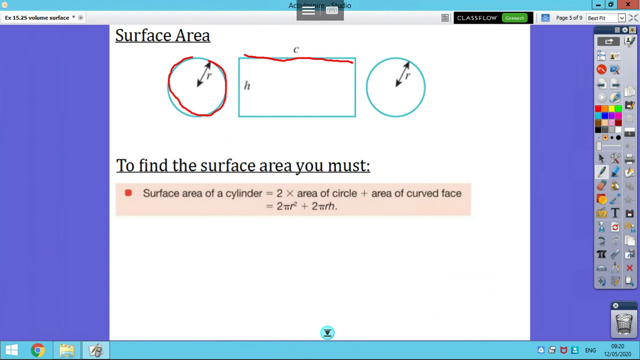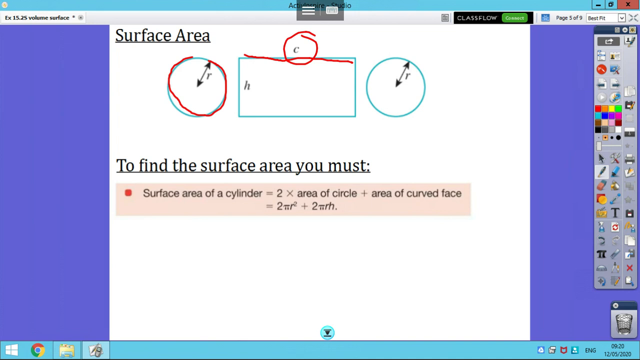Therefore, one of the sides of this rectangle in the middle is going to be the circumference of the circles, obviously, because it's got to fit round both of the circles to join them up, and then you've got the height that would be in between them. So this length here is your circumference, and then you've got the 2 circles at either end, and that's the height given there.